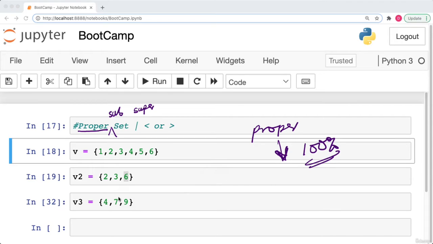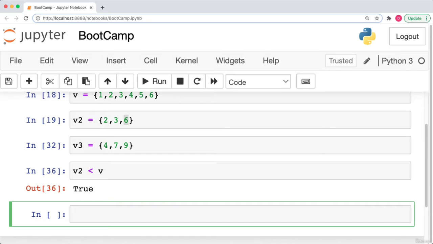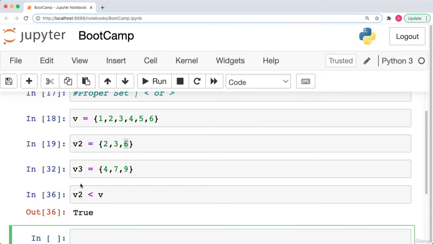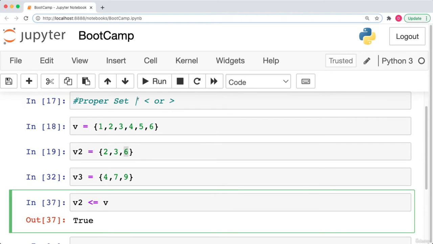For instance, V2 has 2, 3, 6, and they are here. It means that V2 is a proper subset of V. Let's see. To confirm that, I say V2 is a proper subset of V. If I run it, it's true. Remember, proper means 100%. That doesn't mean that V2 is not a subset of V. Still the same thing is true. If I run it, it's true.